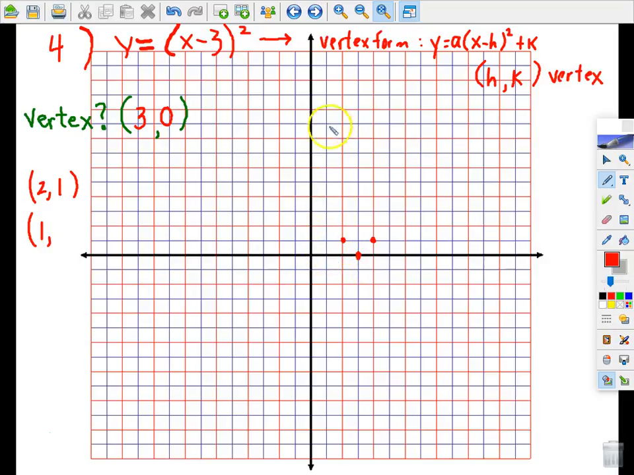What about an input of 1? 1 minus 3 is negative 2, and negative 2 squared is 4. So here's the point 1, 4, and here's my symmetry line, so I can put another point there, and let's draw the U shape, or parabola.